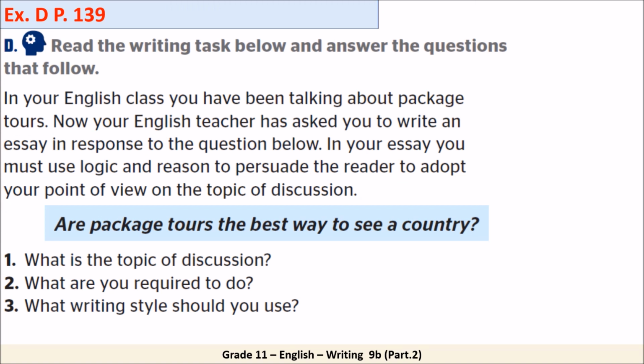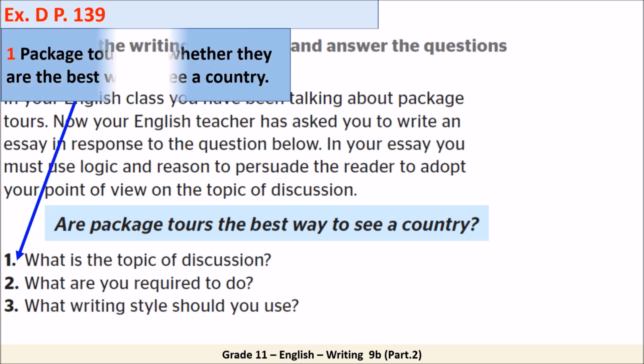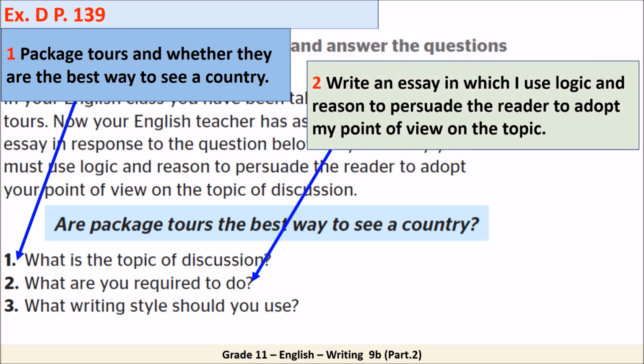Let's look at the three questions now. Number 1, what is the topic of discussion? Yes, it's package tours and whether or not they are the best way to see a country. Question 2, what are you required to do? You are required to write an essay in which you use logic and reason to persuade your readers to adopt your point of view on this topic.